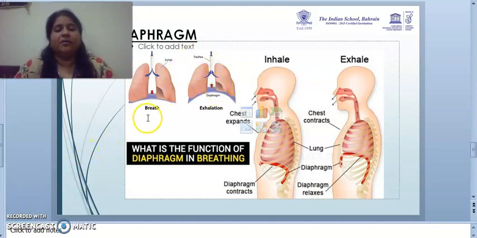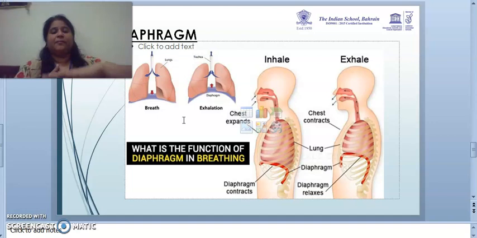The diagram here is self-explanatory, but I want you to place your hand on your chest when you inhale and exhale to see what happens. When you inhale, your chest expands and the diaphragm contracts and moves downwards, allowing maximum air to enter the lungs. When you exhale, or when you breathe out, the diaphragm relaxes, pushes the lungs, the chest contracts and squeezes the lungs to expel the maximum amount of air.